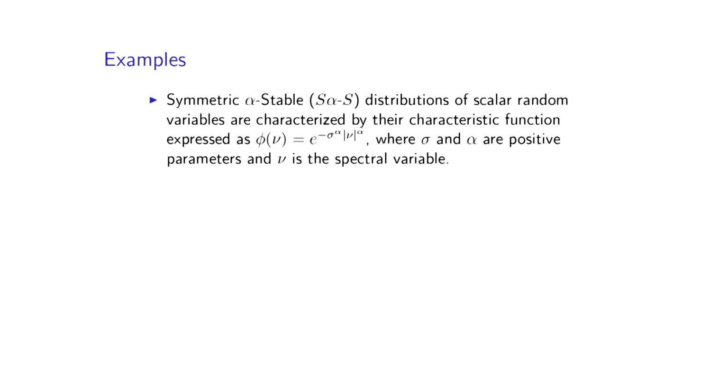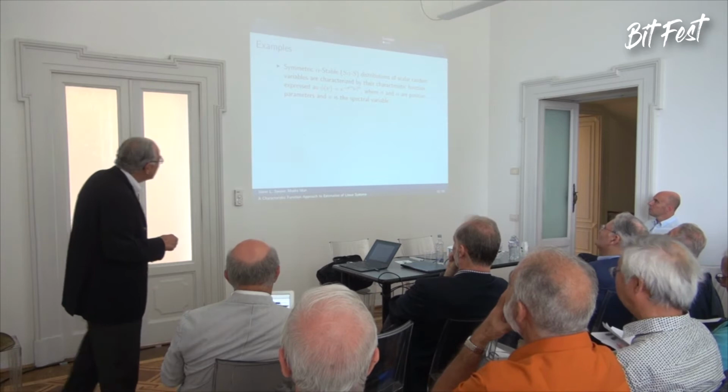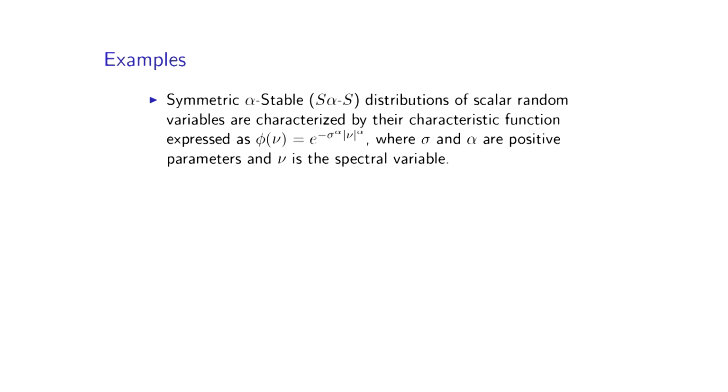What I'm doing here is basically for the symmetric alpha stable set of distributions. And these are characterized, and it's interesting, by their characteristic functions, which is expressed as e to the minus sigma, where sigma is just a number, a parameter. Alpha is another parameter that characterizes a member of the class. And nu, this is the absolute value of nu, and nu is the spectral variable.